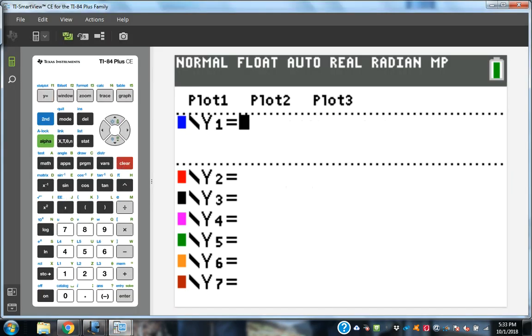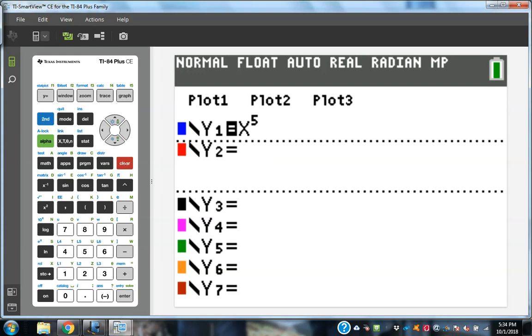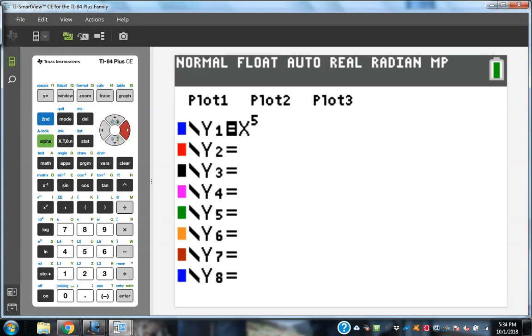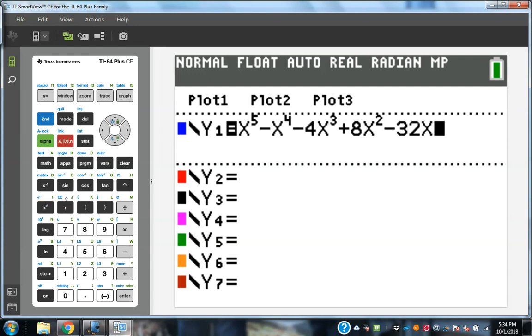Y equals, clear that one out, x raised to the 5th minus x raised to the 4th, whoops, x raised to the 5th, minus x raised to the 4th, minus 4x raised to the 3rd, plus 8x squared minus 32x plus 48. Check all your signs. Make sure you got them all right. Looks like I do this time. Hit graph.